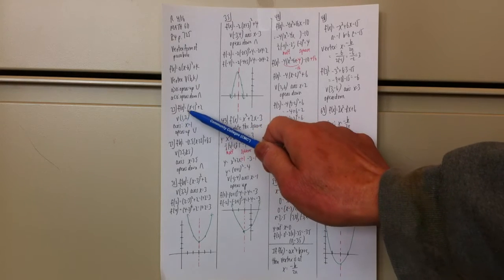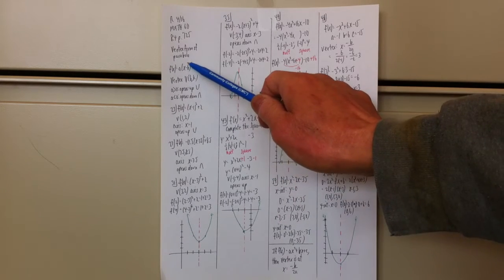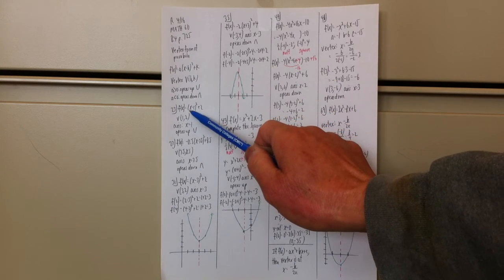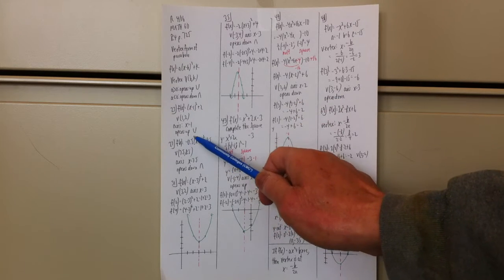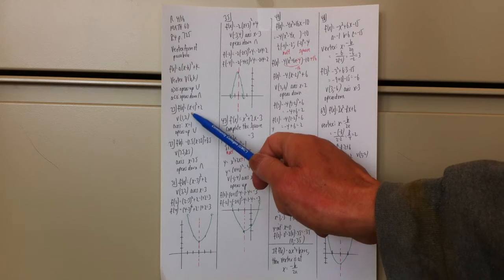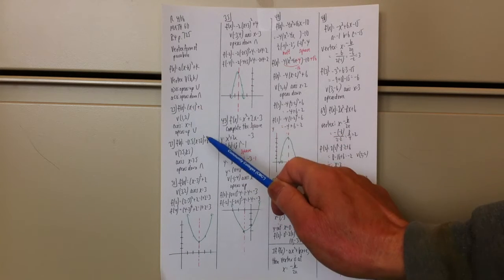So 23, f of x is equal to (x minus 1) squared plus 2. This looks exactly like this. You say, where's the a? Well, the a can be understood to be 1. So since a is 1, it's going to open upward. It's going to be U-shaped. The vertex is at 1, 2. Notice we changed the sign here, 1 and 2.